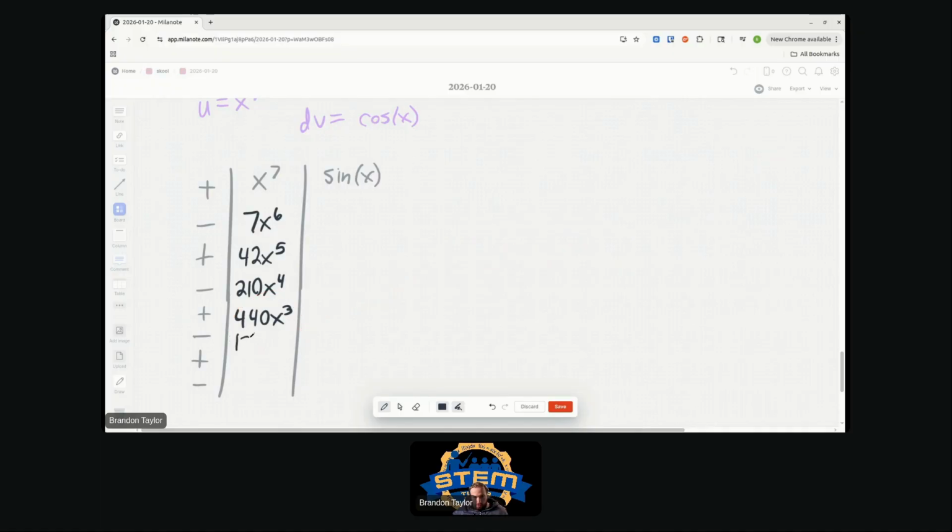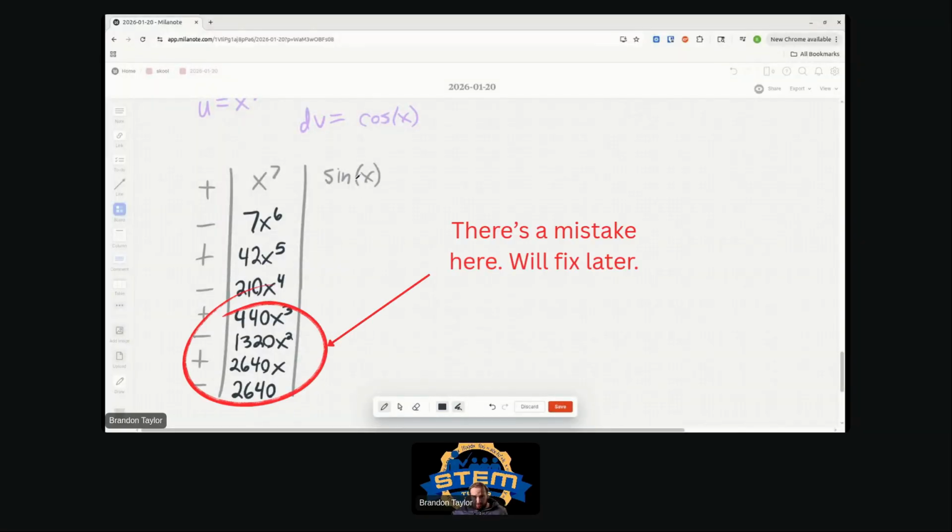Then 5040 x, and then 5040. Stop when you hit a constant. Now you're taking the integral of the other column. So what's the integral of sine of x? Negative cosine of x. Integral of that, negative sine of x. Integral of that, positive cosine of x. Integral of that, positive sine of x.